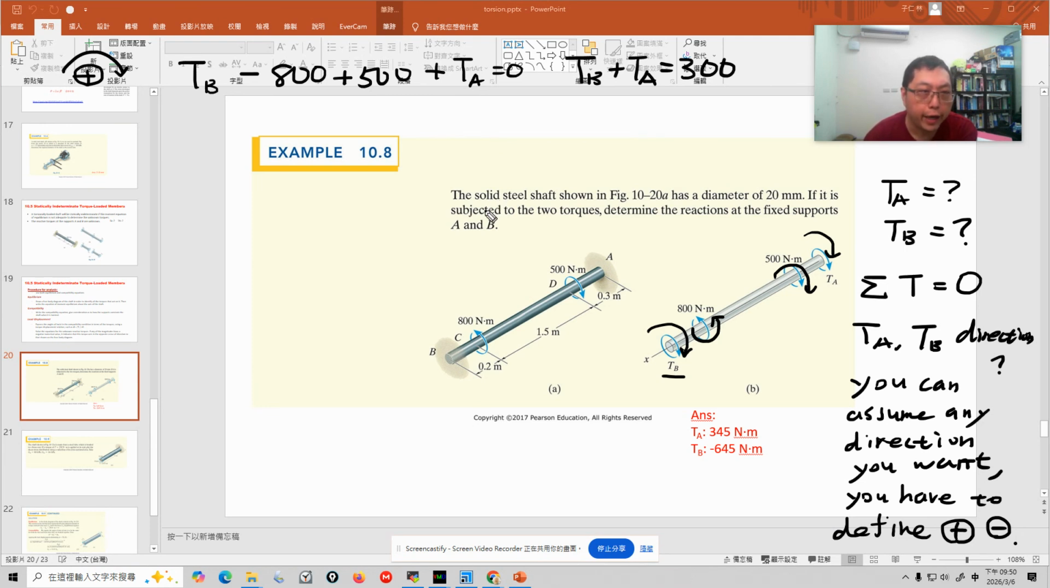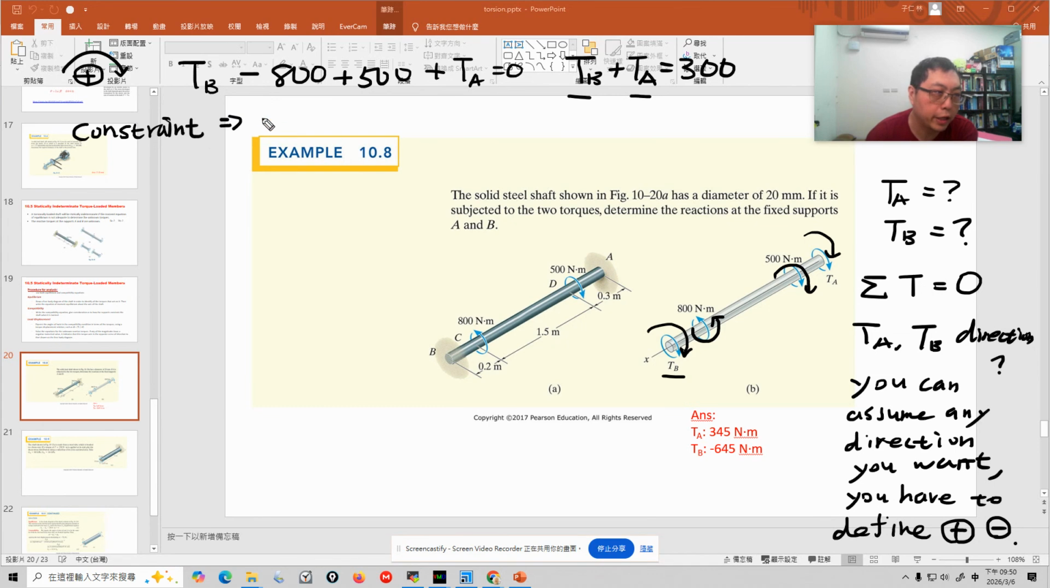When we use the rigid body equilibrium, we only get this one equation, but we have two unknowns. With one equation and two unknowns, it is impossible to solve this problem. So we need to find another equation from the system. I call it the constraint. What is the constraint of the system?